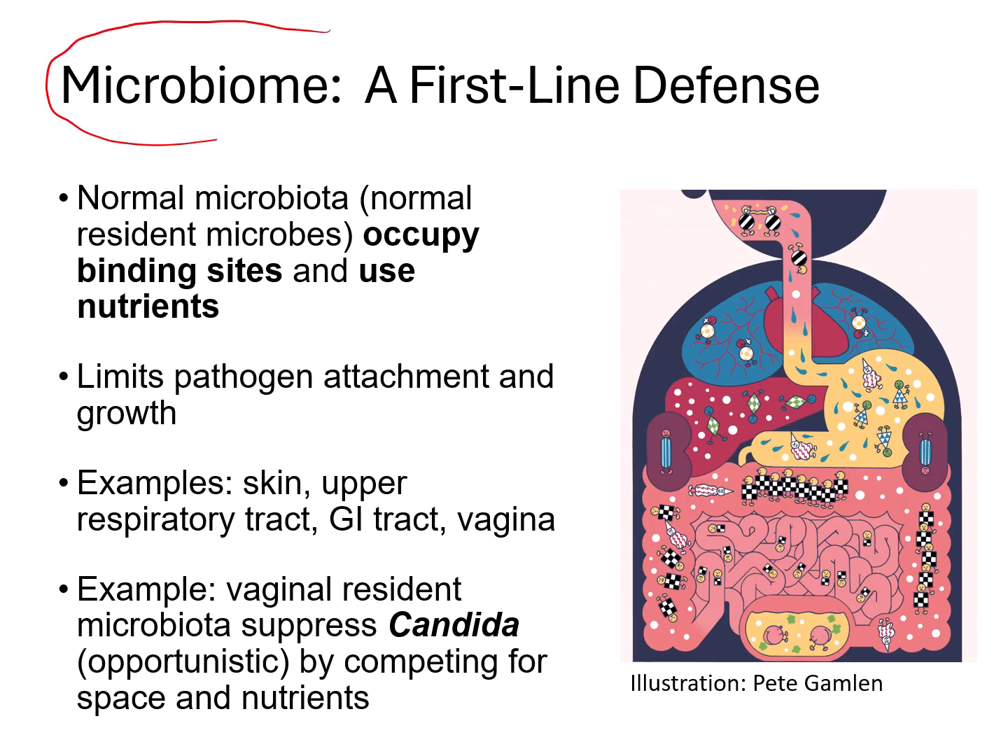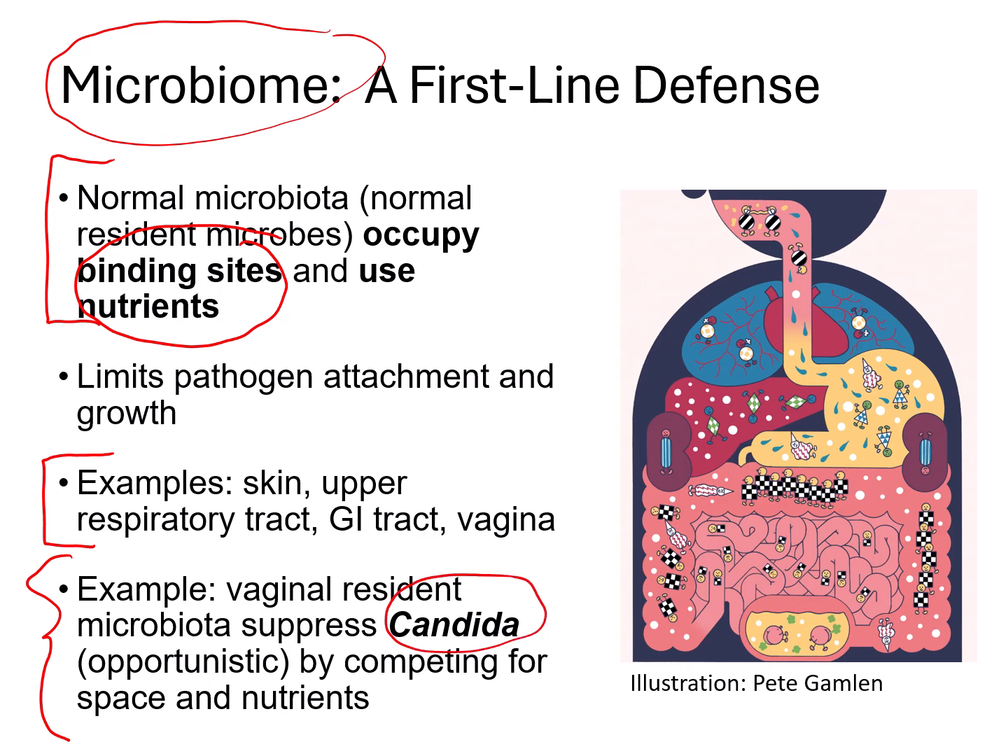The microbiome consists of the normal resident microbes that you have on your skin, the respiratory tract, the gastrointestinal tract, and the female vagina. And these microbes will occupy binding sites and use up the nutrients in these locations so pathogens cannot attach or grow. And they can also produce conditions that inhibit pathogen growth. For instance, in the vaginal microbiota, they will suppress the fungus Candida by outcompeting it for space and nutrients.